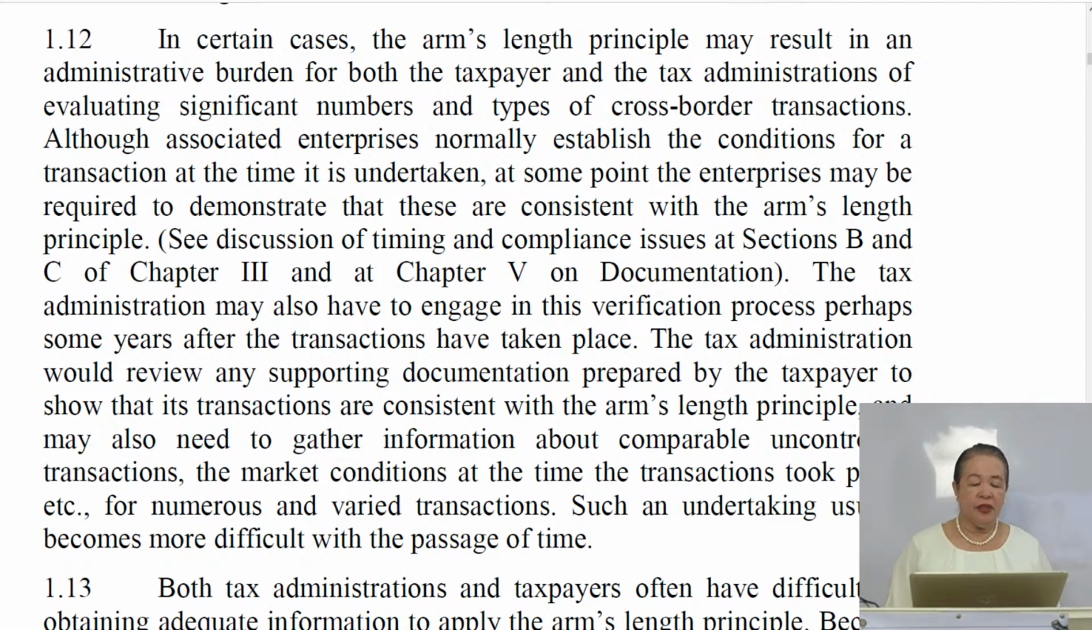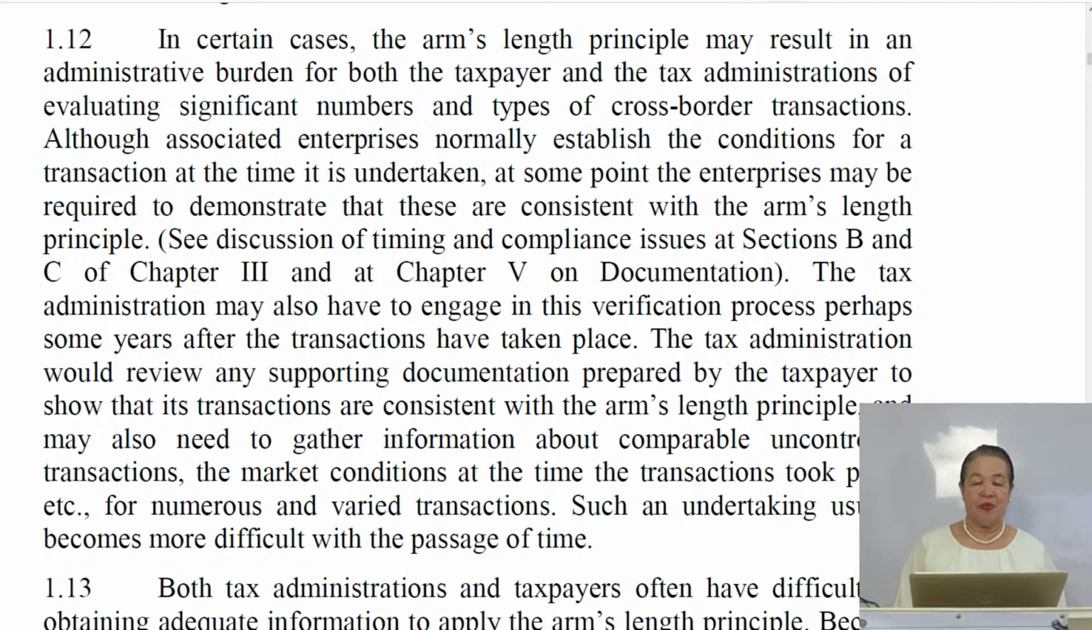The tax administration would review any supporting documentation prepared by the taxpayer to show that its transactions are consistent with the arm's length principle, and may also need to gather information about comparable, uncontrolled transactions, the market conditions at the time the transactions took place, and others. For numerous and varied transactions, such undertaking usually becomes more difficult with the passage of time.